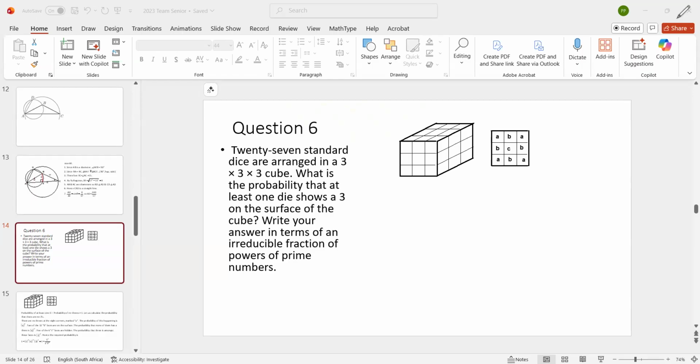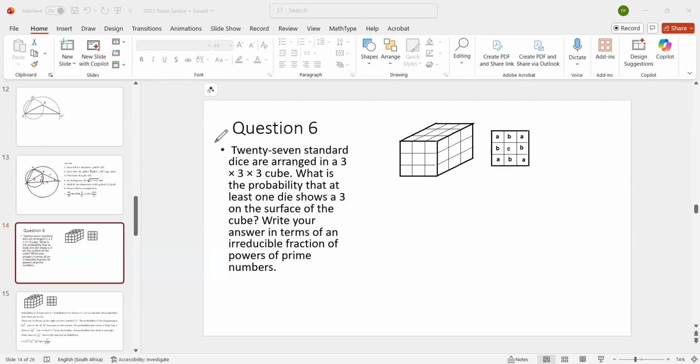We move on to question 6, which reads as follows. 27 standard dice are arranged in a 3 by 3 by 3 cube. The diagram is given there, as you can see. What is the probability that at least one die shows a 3 on the surface of the cube? Write your answer in terms of an irreducible fraction of powers of prime numbers.